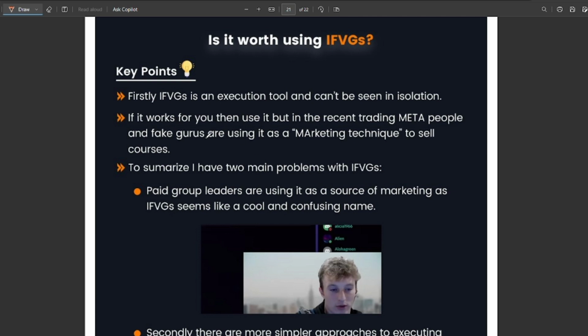Firstly, let me clear that inverse fair value gaps do work and some traders have utilized this as a good execution tool. But some paid group leaders and fake gurus are acting like this is the best thing in trading. But it is not. It is as useful as some other execution technique, and sometimes it is worse than that. There are better execution techniques than inverse fair value gaps, and you can use them to get a higher RR.